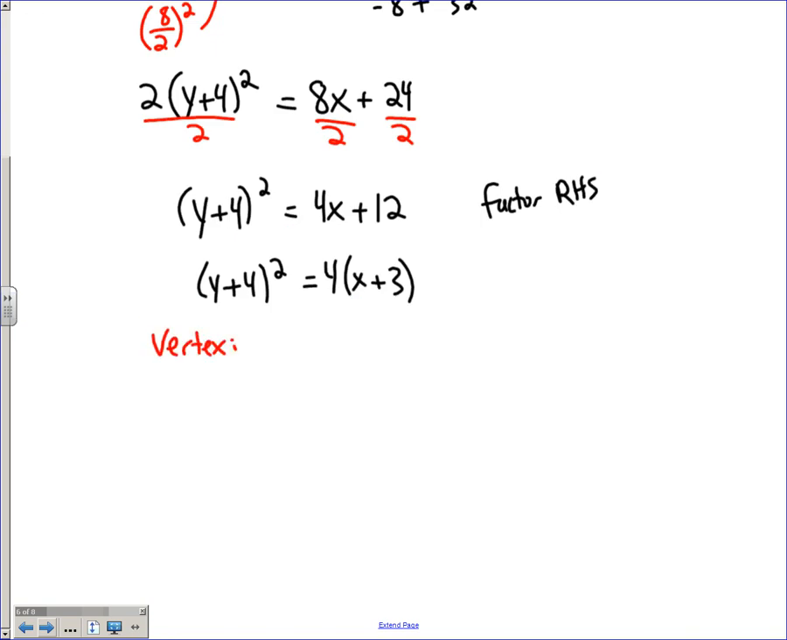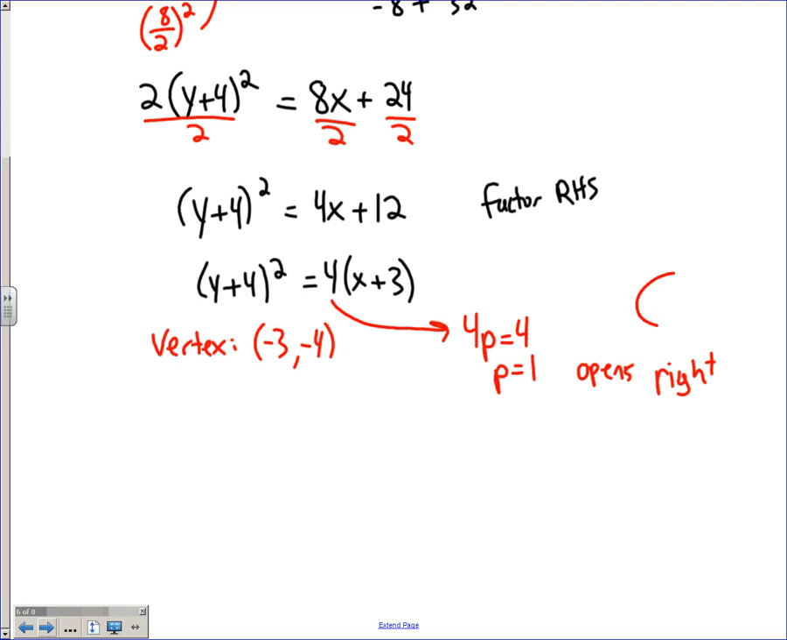From the equation, we can identify the vertex very easily. It'd be -3, -4. We know that 4p is equal to 4 in this case, so p is simply 1. Since our y terms are squared, we have 2 y values for any x value, so it's going to be opening to the right. So something like this.